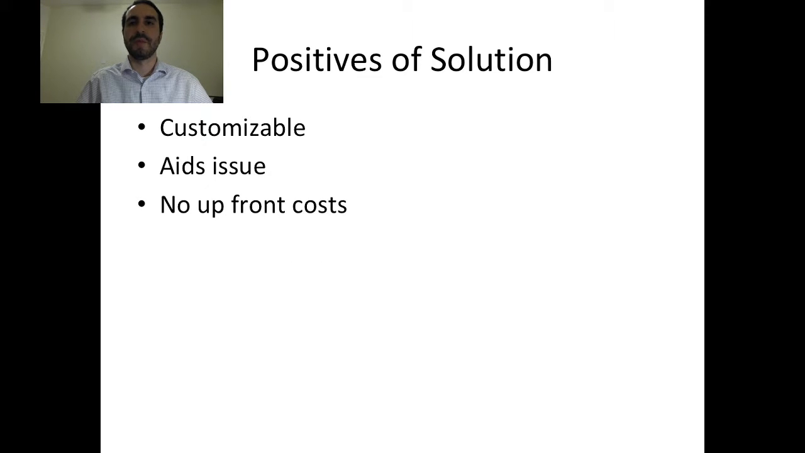Positives of the solution. Obviously, entering into the contract would somewhat solve the original issue. Additionally, when creating the contract, the company would be able to fully customize it to fit their predicted future currency needs, meaning they would be able to determine the exact amount of the currency trade and specifically when they wanted the trade to occur. Lastly, there are usually no upfront costs associated with forward contracts. Costs would be paid when the transaction occurs. This could be really helpful to startups or any business with a struggling cash flow.